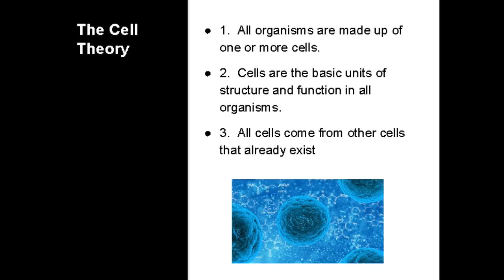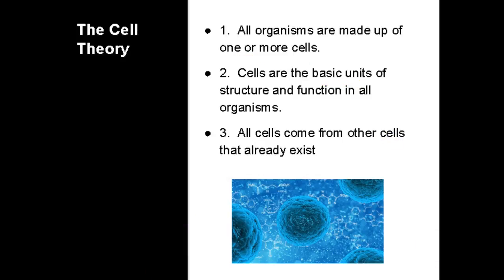So when we look at these different rules, there's three of them. The first is that all organisms are made of one or more cells. So if you're considered a living thing, you're made of one or more cells. This includes bacteria, humans, you name it. Number two, cells are the basic units of all life, and those units help us carry out life functions. That includes eating, reproducing, moving. And all cells come from other cells. In other words, they don't just spontaneously appear from nowhere.